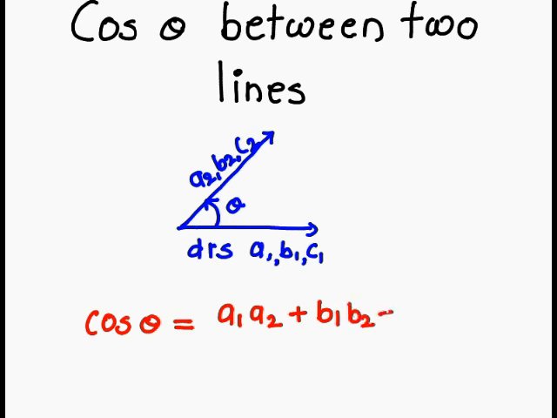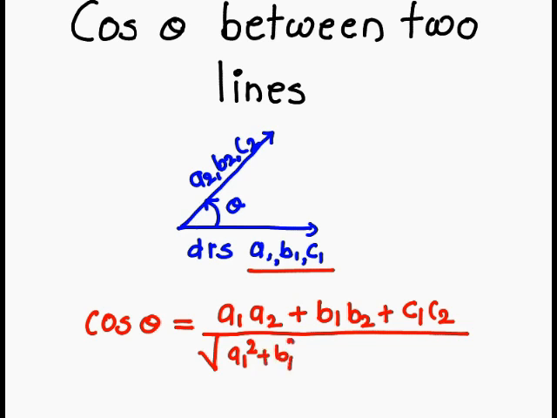So what will be the third term? It is obviously C1 into C2, divided by the square root of the sum of squares of the DRs of the first line, A1 square plus B1 square plus C1 square, into the square root of the sum of squares of the DRs of the second line, A2 square plus B2 square plus C2 square. So this gives the value of cos theta. This will be required to find an equation of a right circular cone.